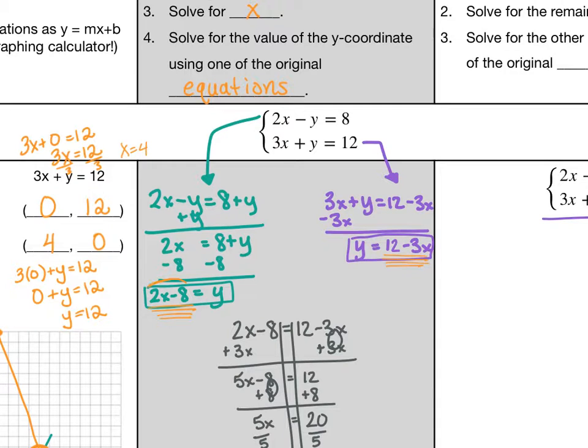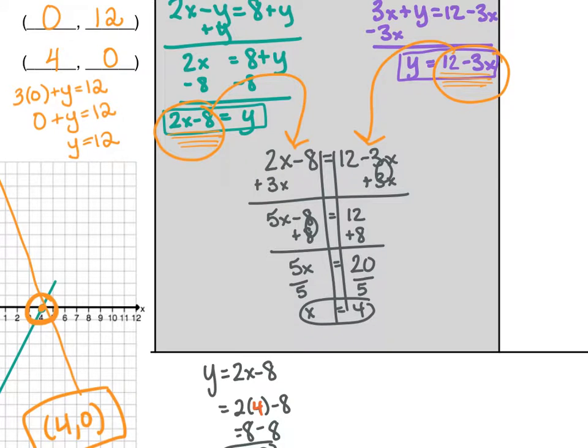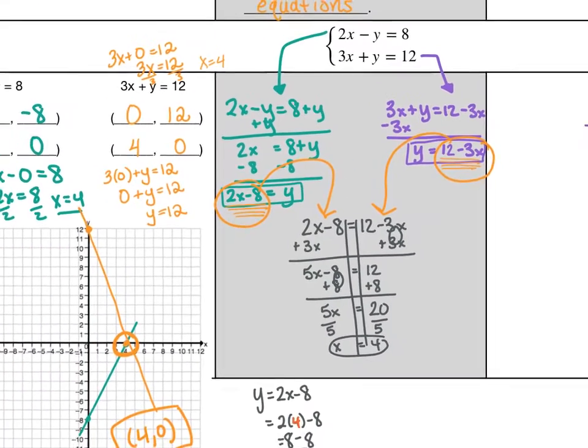So this expression here is equal to y, and this expression is equal to y, so we can set them equal to each other. And then it's just a matter of solving the equation. We want to get x just on one side, so we added 3x, and then solve for x, and we get x equals 4. Once we have x equals 4, we're going to use that information and then use one of our original equations to then find the value of y.